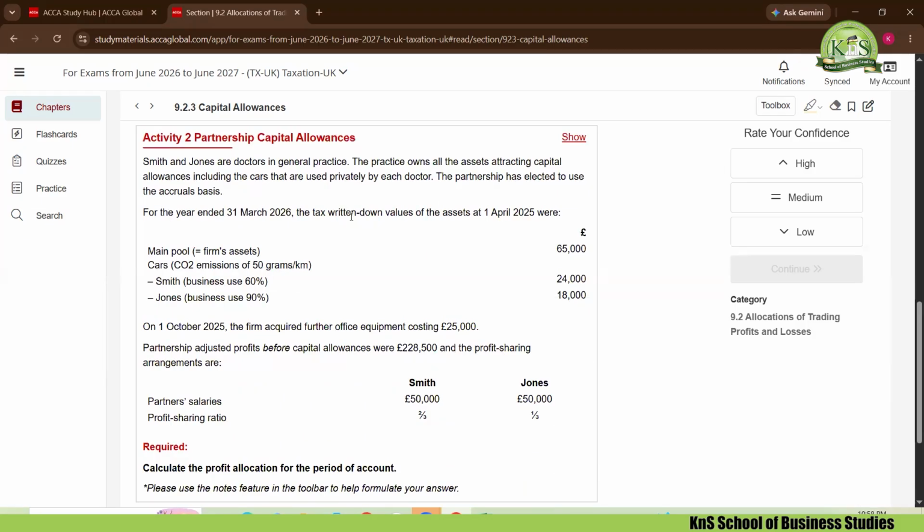Like TWDV is given, main pool, this is given to you. Car C, this is 50 grams per kilometer. So, this is not going to go into the special rate pool. So you will only take the business use and then just try it out.